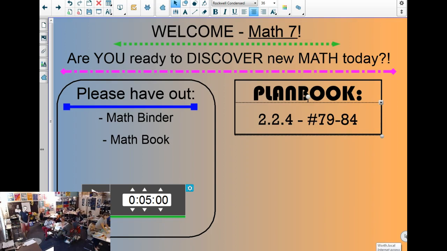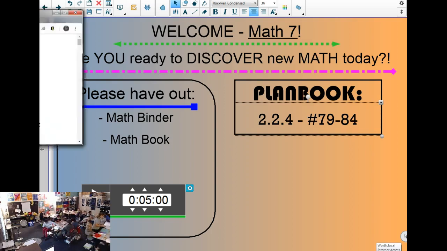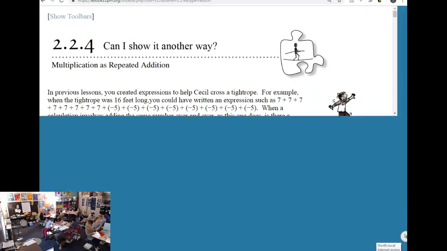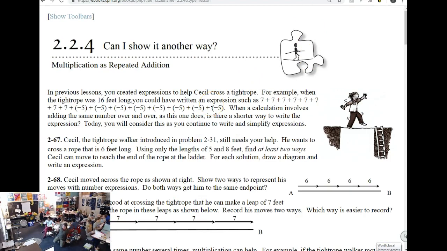So today's lesson is 2.2.4. It is repeated addition as multiplication or vice versa, which means turn that phrase around. So multiplication is a shortcut. And as with everything in mathematics, we made it up. That's one of the coolest things I like about mathematics.